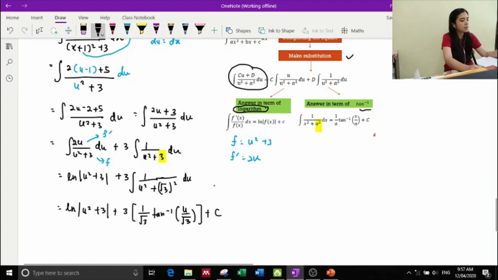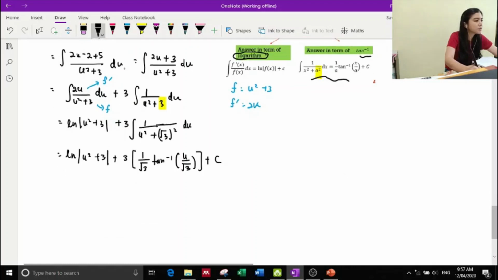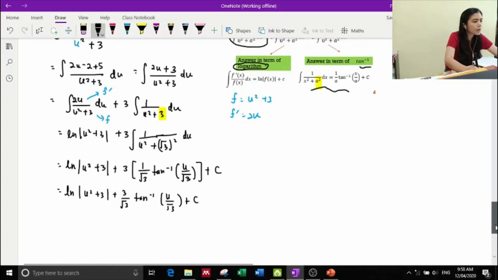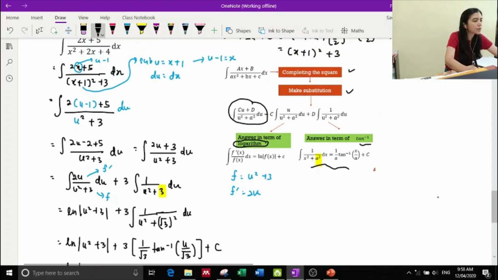Let's simplify it some more. We already used this formula, and your answer is in terms of the tangent inverse. So we have ln of u squared plus 3, plus 3 over square root of 3 times tangent inverse of u over square root of 3 plus c. And don't leave your answer in terms of u, you have to change it back. What is our u just now? We said our u is x plus 1, so let's substitute back.